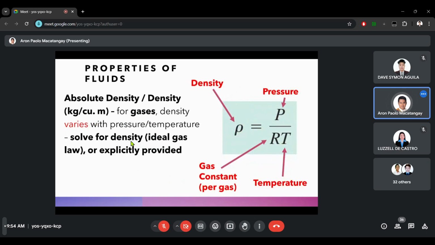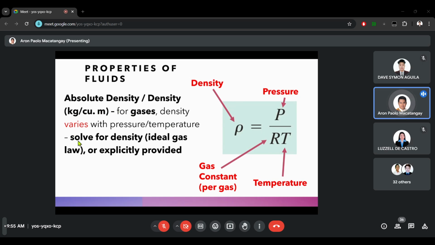For gases, since we say that gases are compressible, right, the volume of gases is dependent on the container. So even if you have the same mass but different containers, the gas will spread differently between those two containers, right? Which means the density, or the ratio of mass over volume, will vary depending on the pressure and temperature, as well as the volume, okay?